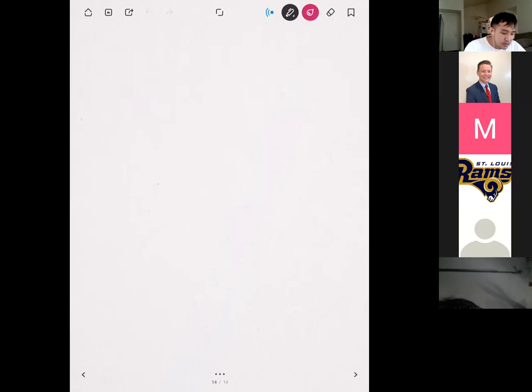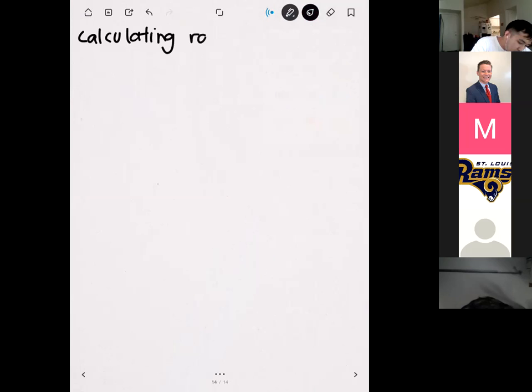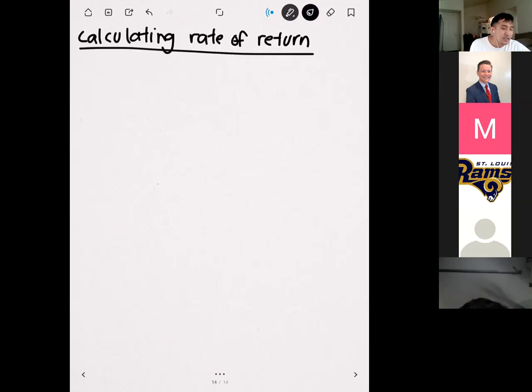Okay, so let's dive a little bit deeper into different ways that we can compute or calculate rate of return. In the previous example, we treated it as if it were a present worth analysis. We converted everything into its present day value, summed them up, set them equal to 0, and then found our interest rate from there. But there are actually other ways that you can do that.